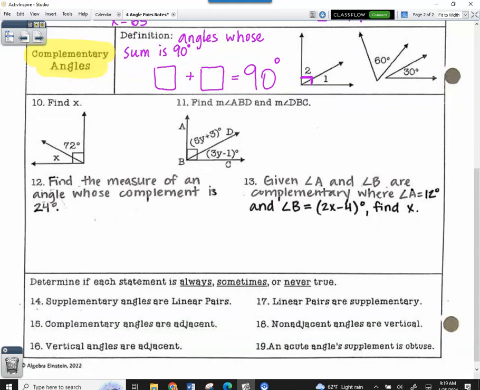I would like you to try 10 through 13. They are the exact same thing as the previous questions, but we're not adding to 180, we're adding to 90. I'll put the answer to 11 along the way, because if I put the answers to the others, you would be done. They're short.